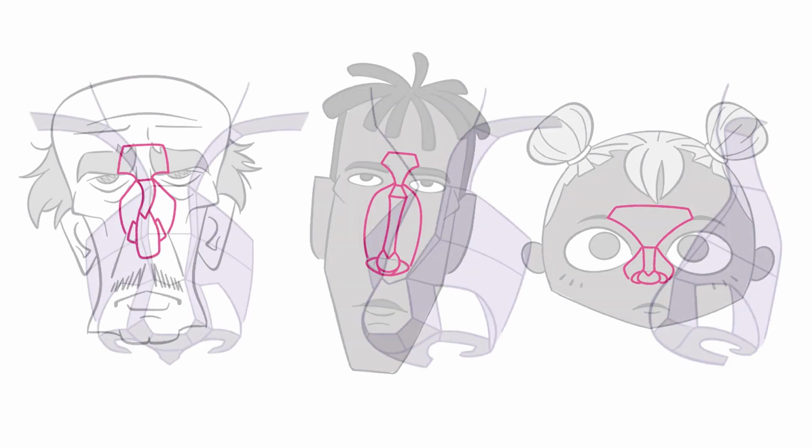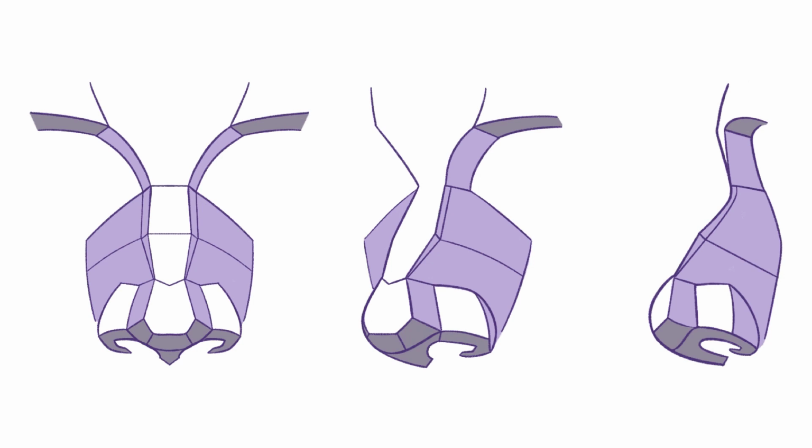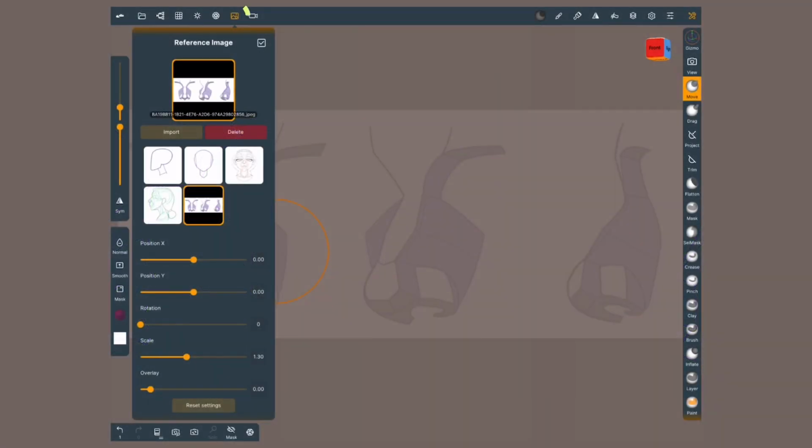Let's get into modeling. I'll take these diagrams as a reference. I recommend you draw on top of your reference the rhythms and planes from at least 2 angles. Load your images into Nomad Sculpt inside the background menu.